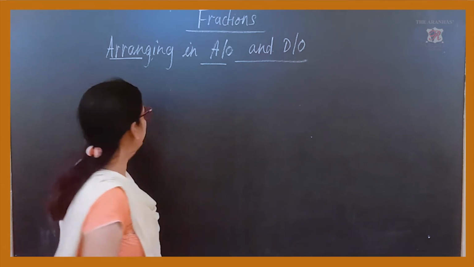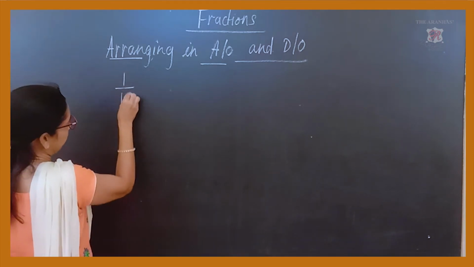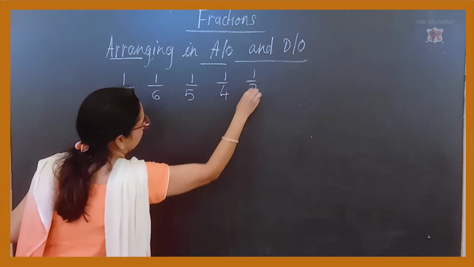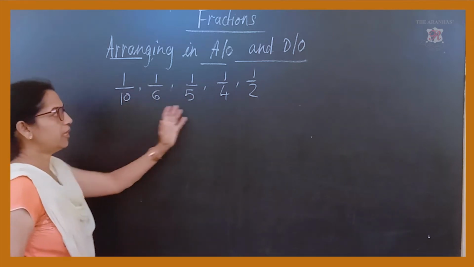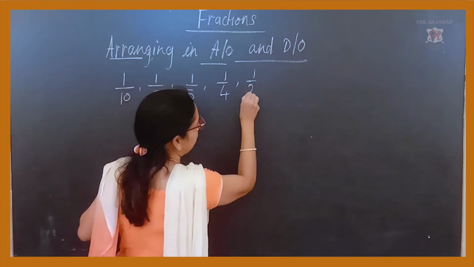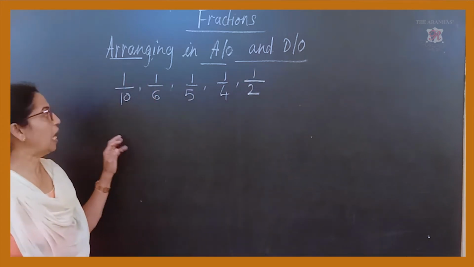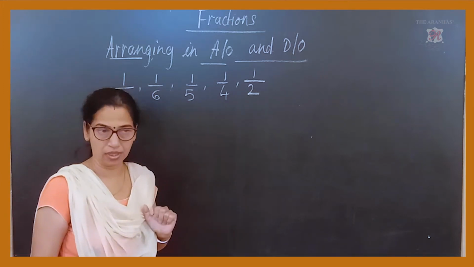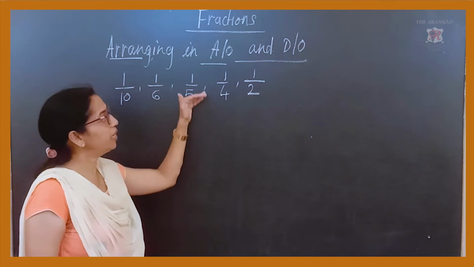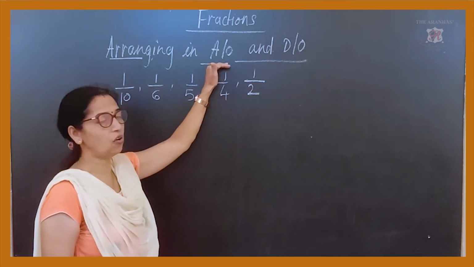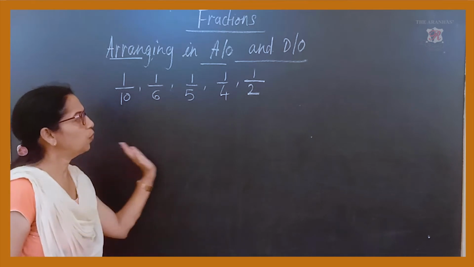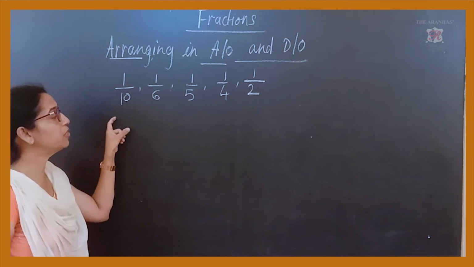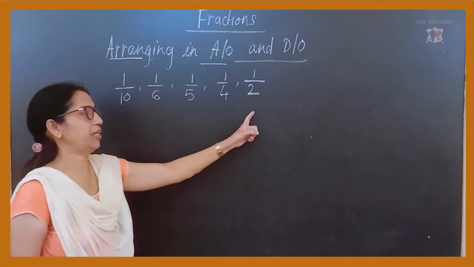Suppose we have some fractions like these. All these are different fractions and it is asked to arrange the given fractions in ascending order. Arranging them in ascending order is not just writing all the fractions anyhow. First, we have to think which is the smallest fraction in the given fractions.